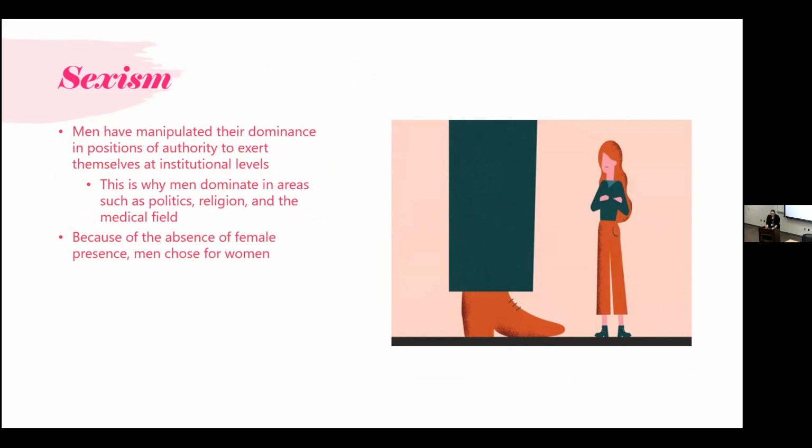Through my research, I found a lot of things that were not horribly shocking, but shocking nonetheless. Research suggests that men enjoy structural power over women, and that is why men put women down. Men throughout history have seen women as the lesser sex and have manipulated their dominance in positions of authority to exert themselves at institutional levels. This is the reason men dominate in areas such as politics, religion, and the medical field. An example of men holding institutional power over women and their bodily autonomy would be the American Medical Association and the medical field more broadly.